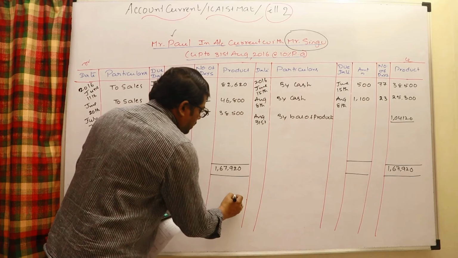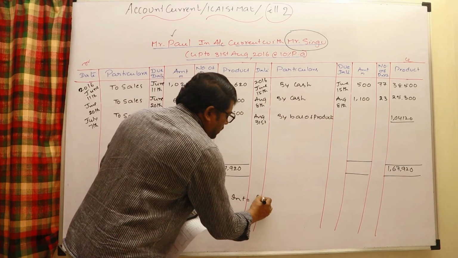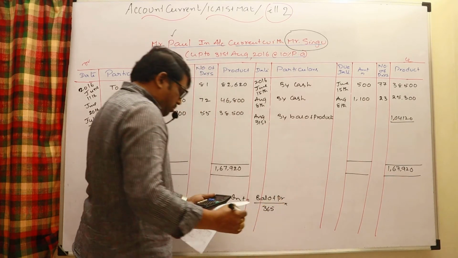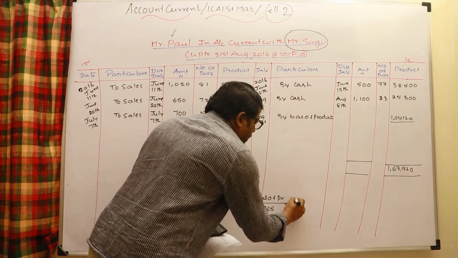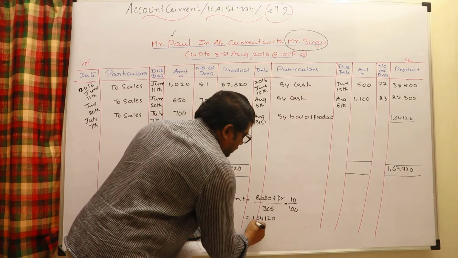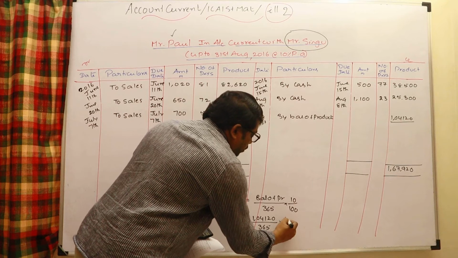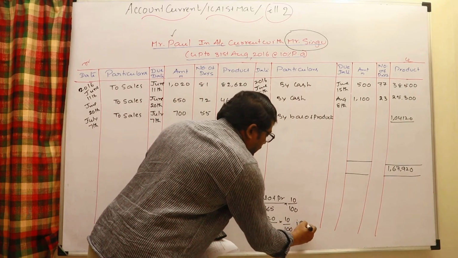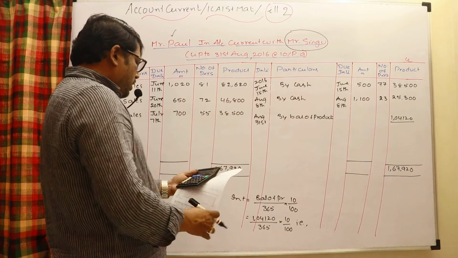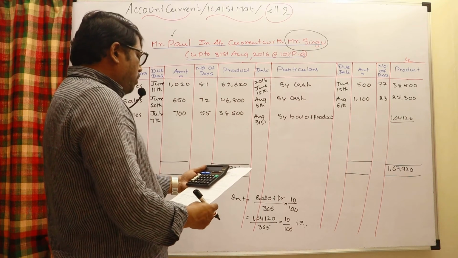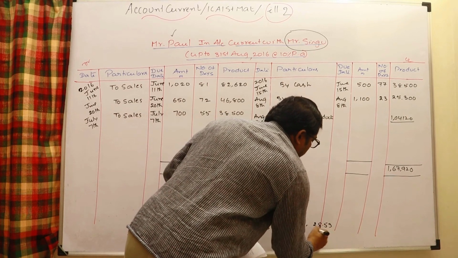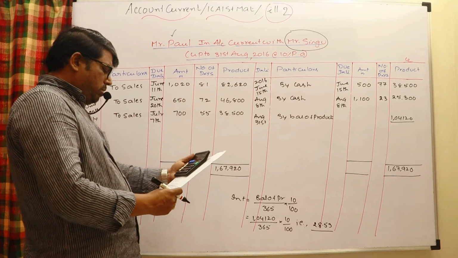Then let us calculate the interest here. Interest is equal to balance of product by 365 into rate by 100. The rate is given as 10%, 10 by 100. Therefore it would be 1,04,120 by 365 into 10 by 100. If you calculate that, you may get 28.526 or 28.53. That is the interest on the balance of product, 28.53.